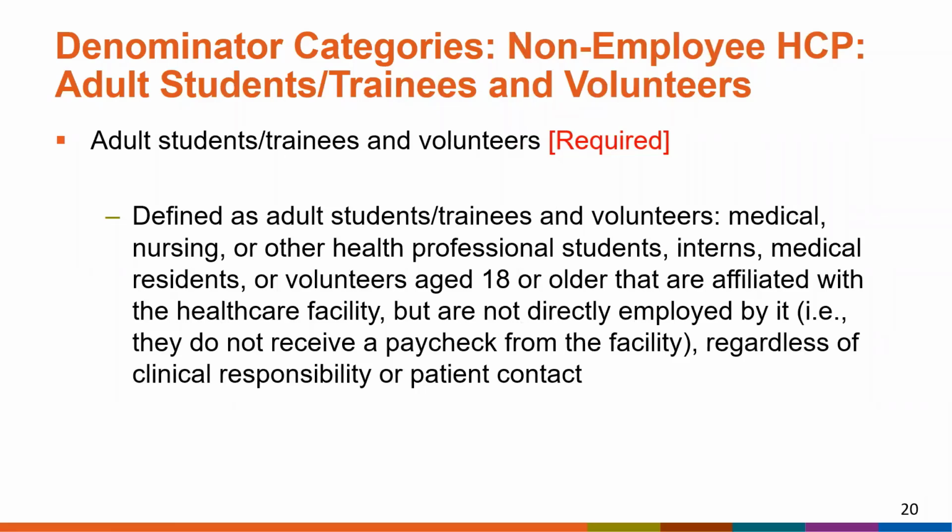The third required denominator category consists of non-employee adult students, trainees, and volunteers aged 18 and over. This is defined as medical, nursing, or other health professional students, interns, medical residents, or volunteers aged 18 or older who are affiliated with the facility but are not on the payroll. And again, this is regardless of clinical responsibility or patient contact.